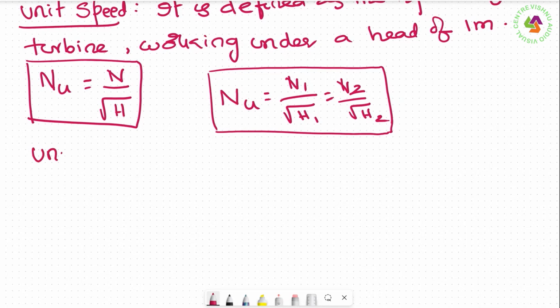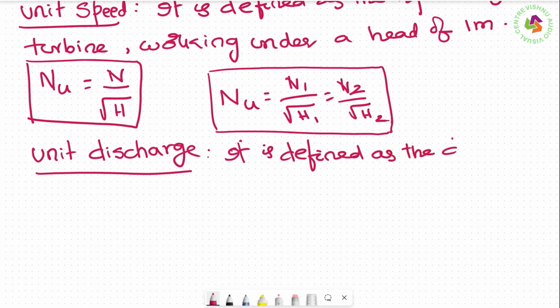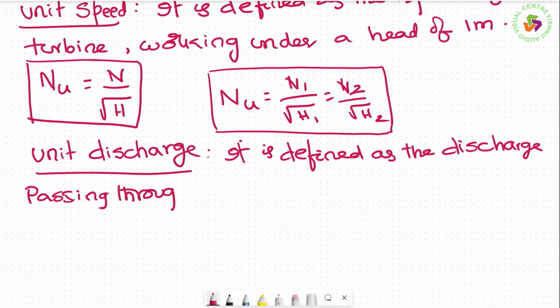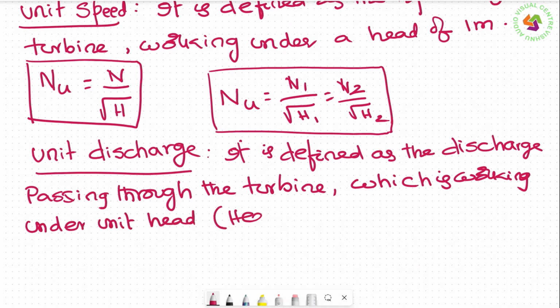And the other one is unit discharge. Unit discharge is defined as the discharge passing through the turbine which is working under the same unit head, that is, head equal to 1 meter.